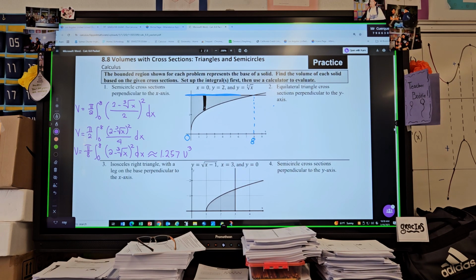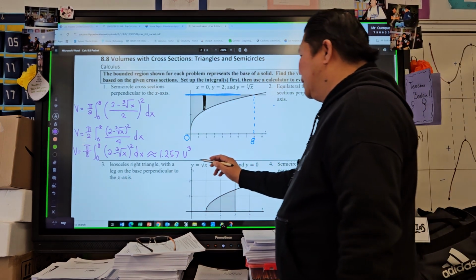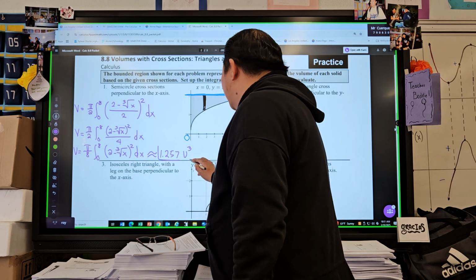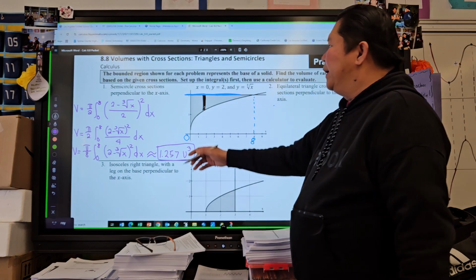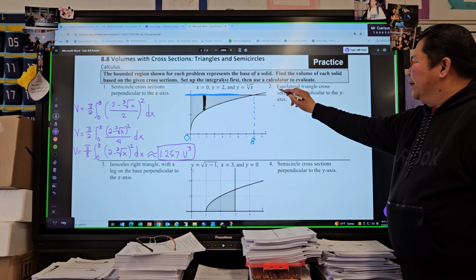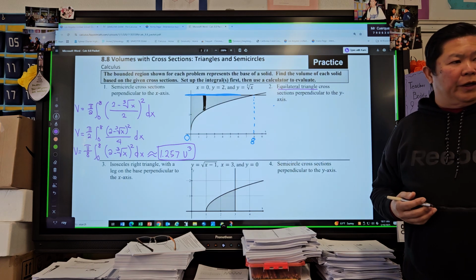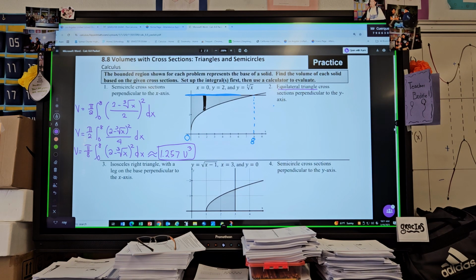Now they do this side on the triangle. And then it's perpendicular to the y-axis. So yeah, this is for number 1. Any questions? So what is number 2? Equilateral triangle. So you know the formula for an equilateral triangle. It is radical 3 over 4, side squared.